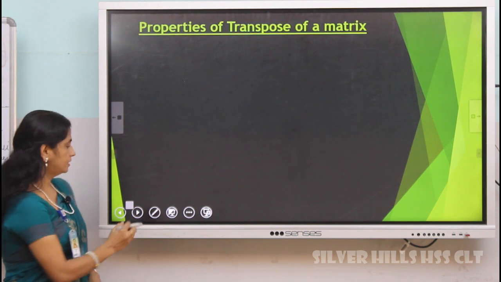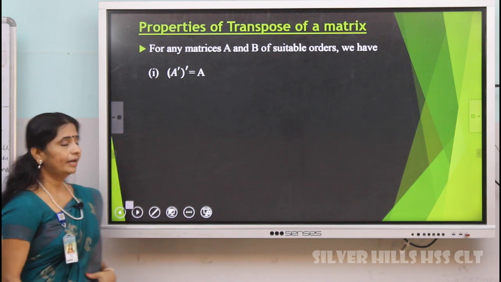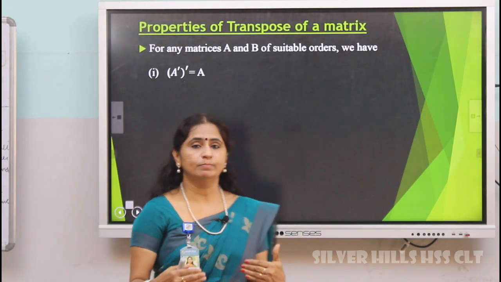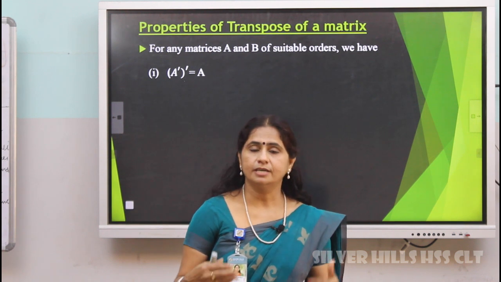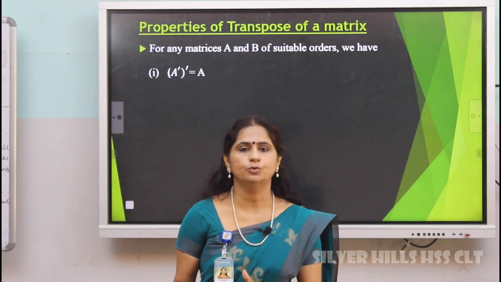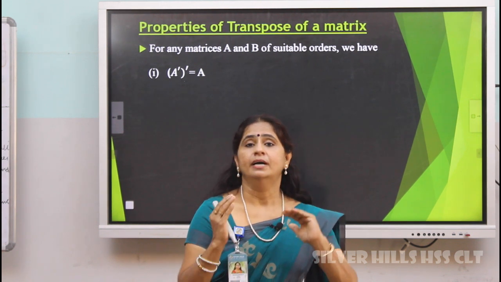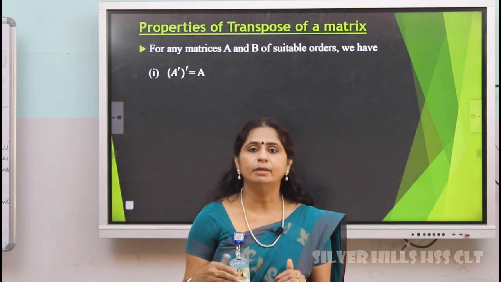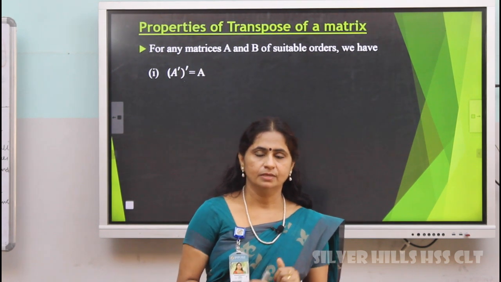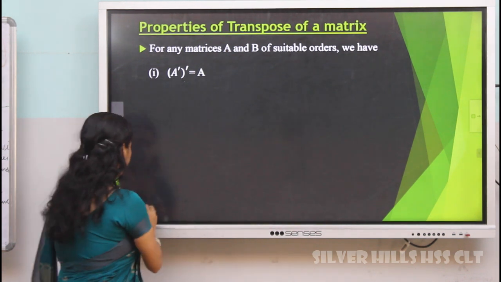Next, we'll see the properties of the transpose of the matrix. For any matrices A and B of suitable orders, we have the first property: the transpose of A transpose is equal to A. It is almost related to the theory which you had studied in plus 1. Under set theory, A complement complement is equal to A. Similarly, the transpose of A transpose is equal to A.